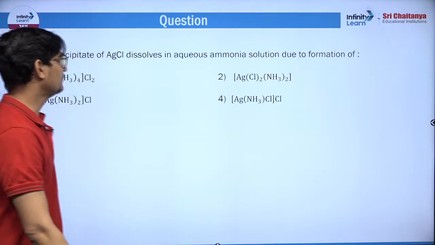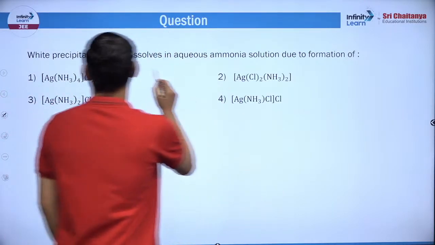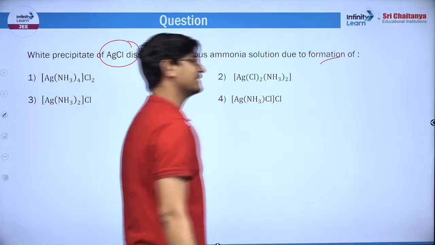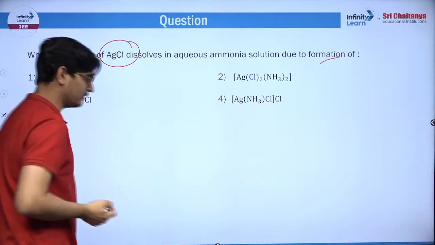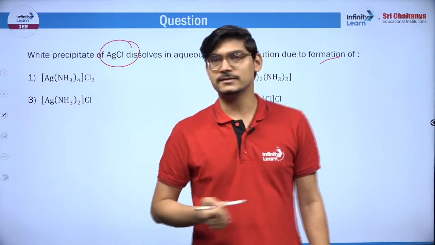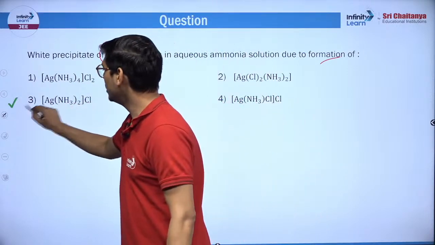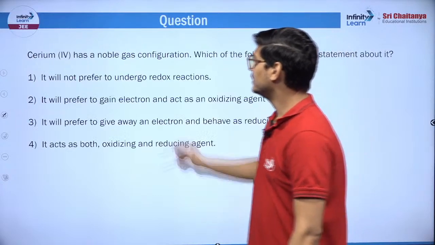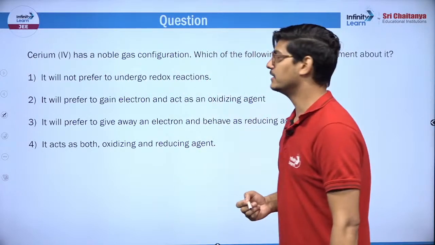Clear guys? Then the next question, white precipitate of AgCl dissolves in aqueous ammonia due to the formation of a complex. Everybody knows this, Tollens reagent, you might have heard about it, so [Ag(NH3)2]+ Cl minus. So this is the correct answer. Right guys, clear? Then, cerium 4 has a noble gas configuration.